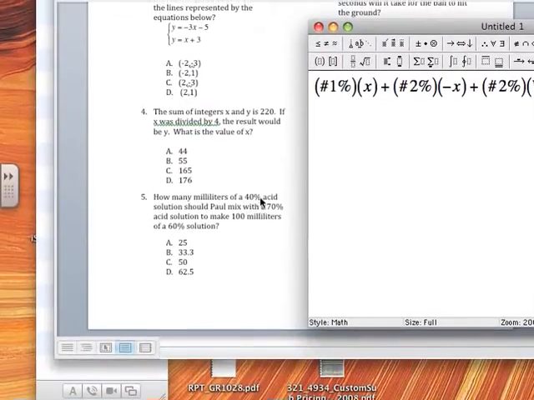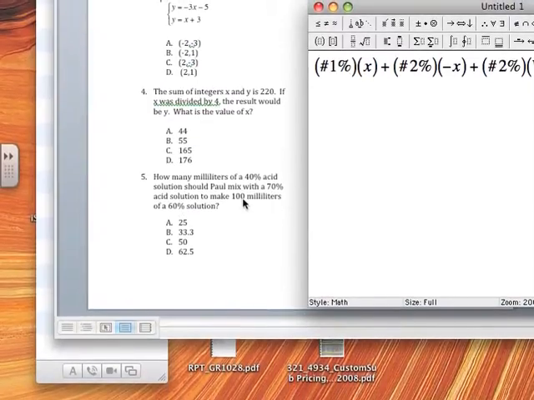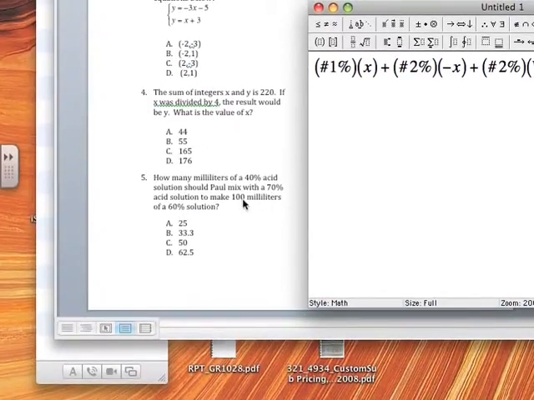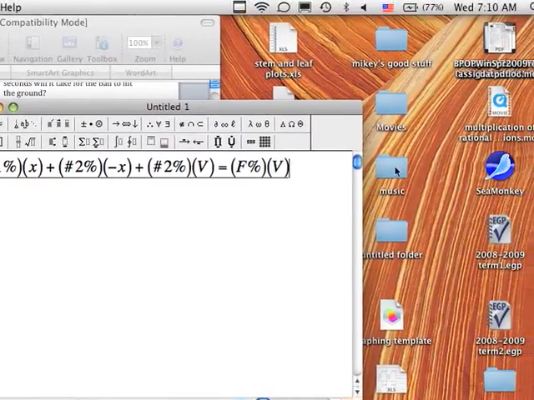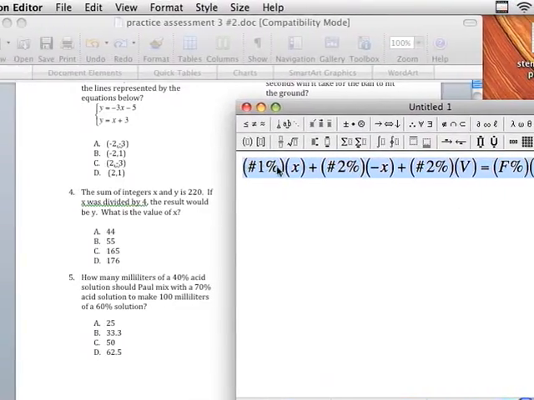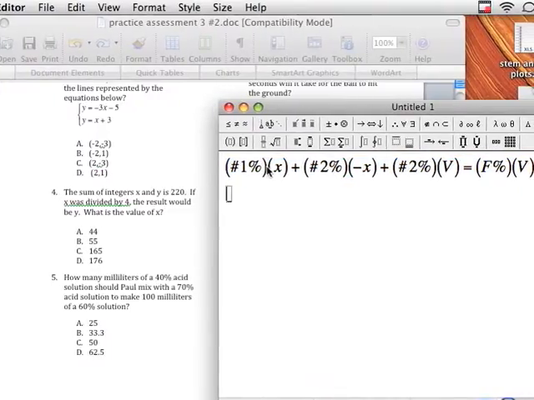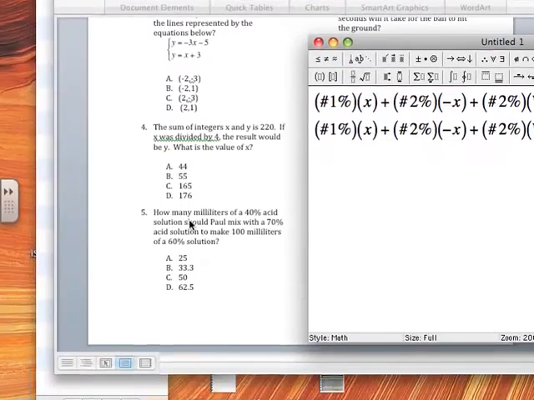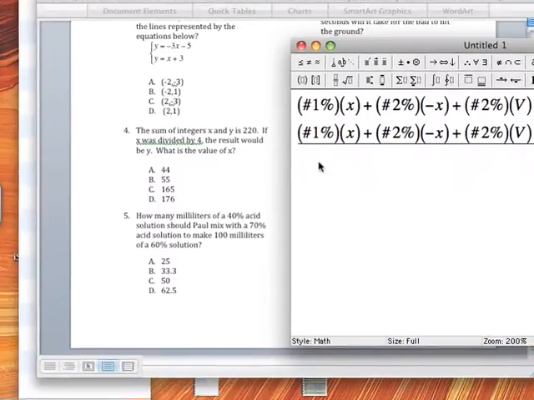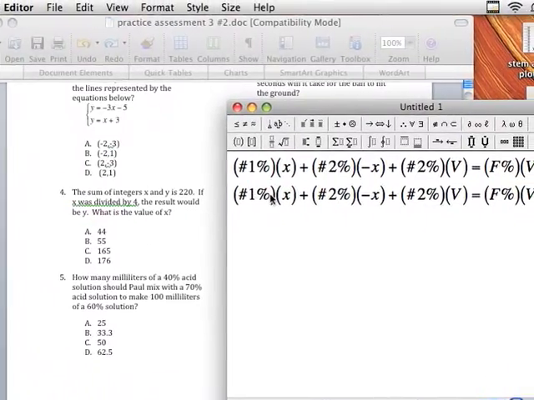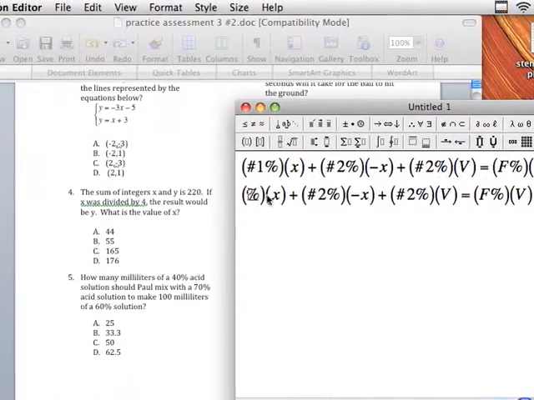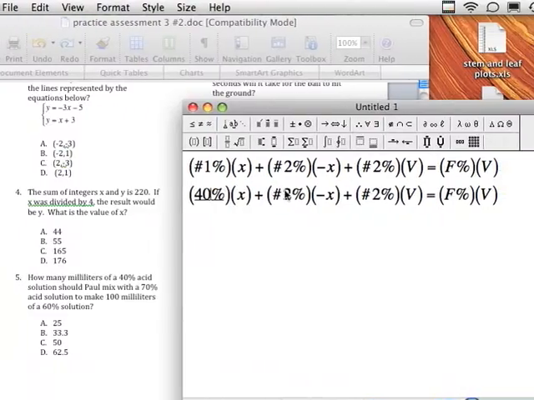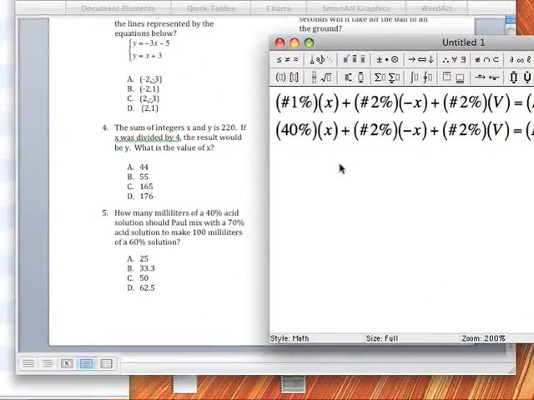I mean, we have 40%, 70%, 60%, and 100 milliliters. We have the 4 items we're looking for. So let's substitute. So let's highlight this, and let's paste and cut. Okay, our first percentage is 40%, so I'm going to change this into 40%. My second percentage is 70%.